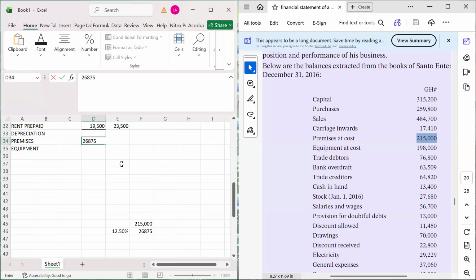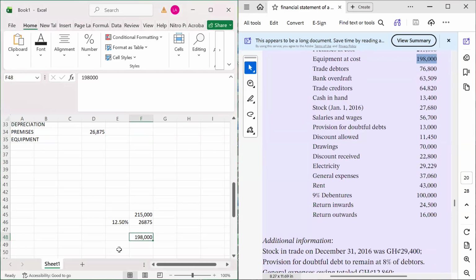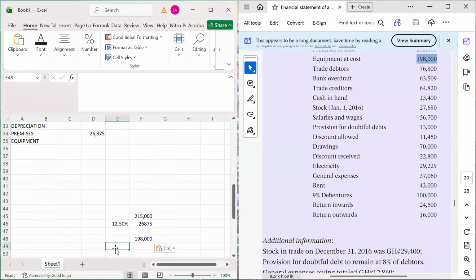26875. That's the depreciation to be charged for the premises. Now, what about equipment? This is the cost of equipment. The cost of equipment is 19,000, and we're told depreciation is 10%. Yes. Okay, sir. That's it. So the depreciation is 10%.